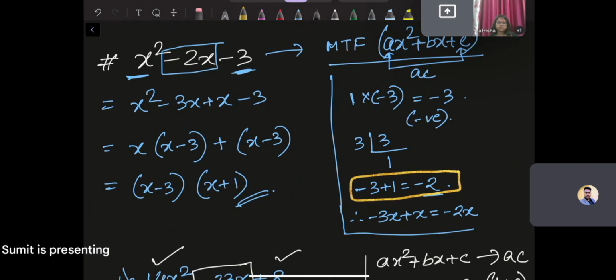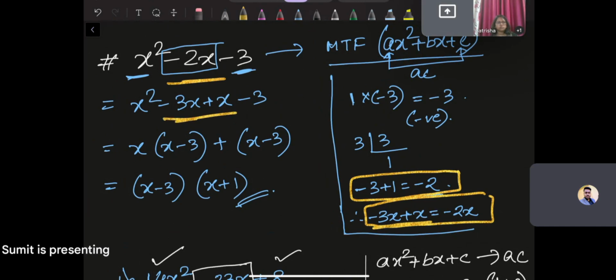And now keep x in all of them. সবার মধ্যে একটা x রেখে দেবো আমি। You can multiply with all of them x. That -3x + x equal to -2x. Right now, this -2x will be directly replaced by -3x + x. That is over here. After replacing it, that's okay.